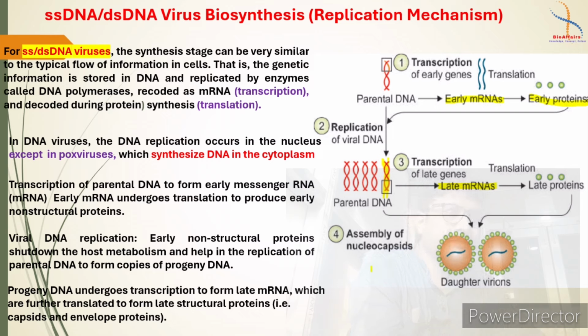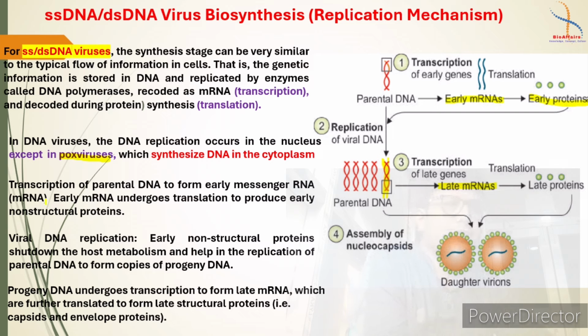Now a few of the factors. I've given you an exception, that is, in case of pox virus, they do not replicate in the nucleus. Generally, viral nucleic acid synthesis happens in the animal cell nucleus. But in case of pox virus, the genome, or the DNA, is synthesized in the cytoplasm. So remember that viral DNA is synthesized in the nucleus, but in case of pox virus, it is an exception.